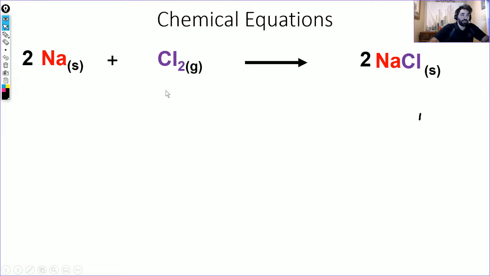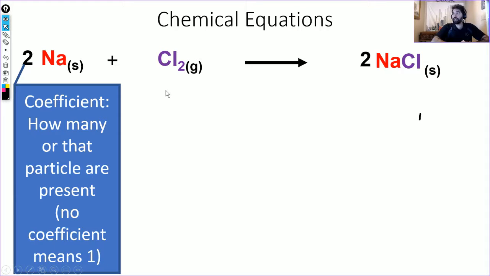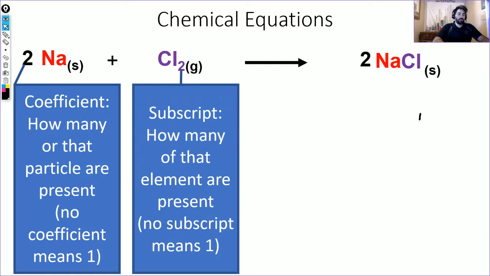So, chemical equations. Some vocabulary I need to cover first is the word coefficient. Coefficient is how many of that particle are present. And then the subscript. That's how many of the element within the particle are present. When we're balancing these equations, you change the coefficient. You do not change the subscript. Ever, ever, ever. Never change the subscript. Only change the coefficient.